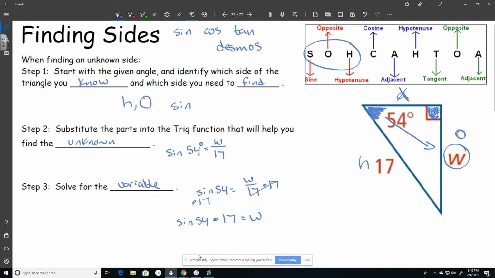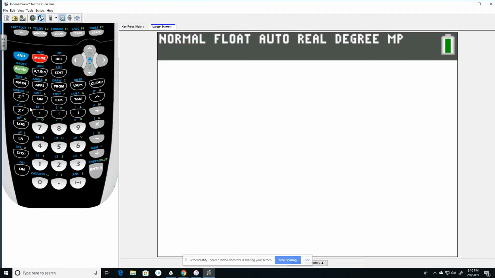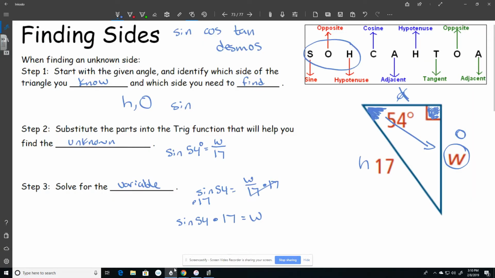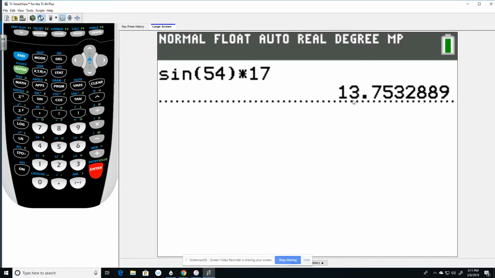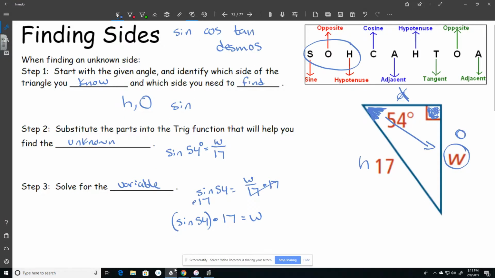So I go back, and what I want to do is sine of 54 multiplied by 17. On your calculator, you have a sine button right here, and notice that it gives me a parenthesis, 54. Don't forget to close the parenthesis because the times 17 isn't inside the sine function. That 17 is not part of sine of 54, so I don't want to put it in the parentheses. So sine of 54 times 17, I hit enter, and I get 13.75. And depending on the question, it's going to ask you to round to either 2 decimal places, or it might ask you to round to the nearest integer.